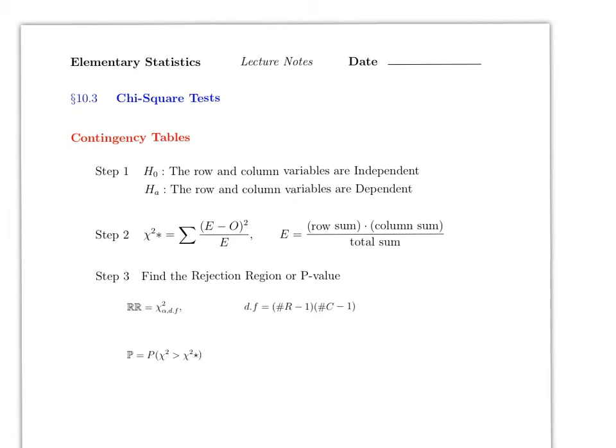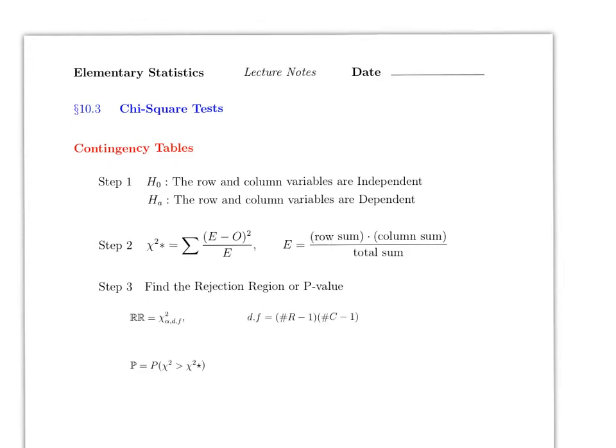Hello everyone. This video covers section 10.3, the chi-square test. There are actually many chi-square tests. We only want to focus on one here, a test that has to do with contingency tables, and more specifically, the one we're going to deal with is called the chi-square test for independence. That's the one we're going to focus on.